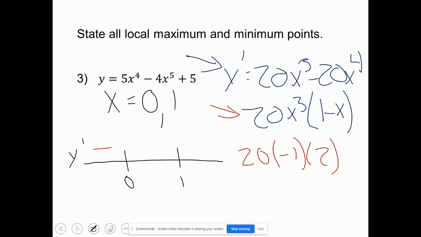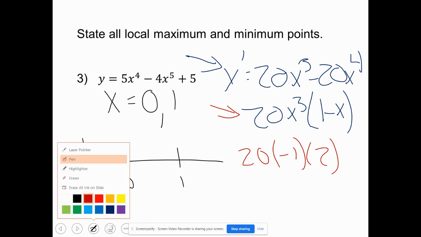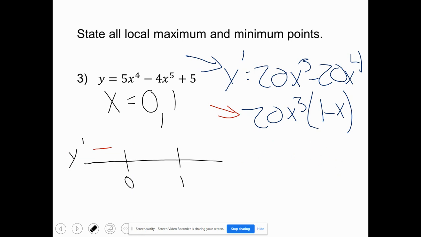If you try a number in between 0 and 1, like 1/2, all right, I'm going to go to my factored form again. 20 times 1/2 cubed. 1/2 times 1/2 times 1/2 is 1/8. And then 1 minus 1/2 is 1/2. I've got a positive times a positive times a positive. That gives me a positive. I don't need to know that it's 20 over 16 or 10 over 8 or 5 over 2. I just need to know that it's a positive.